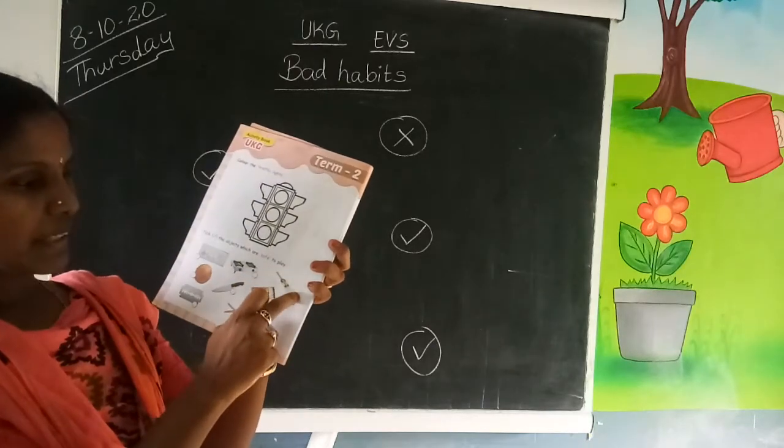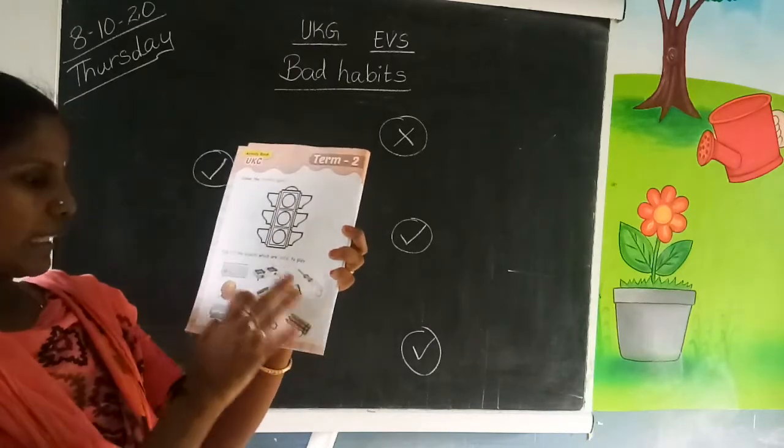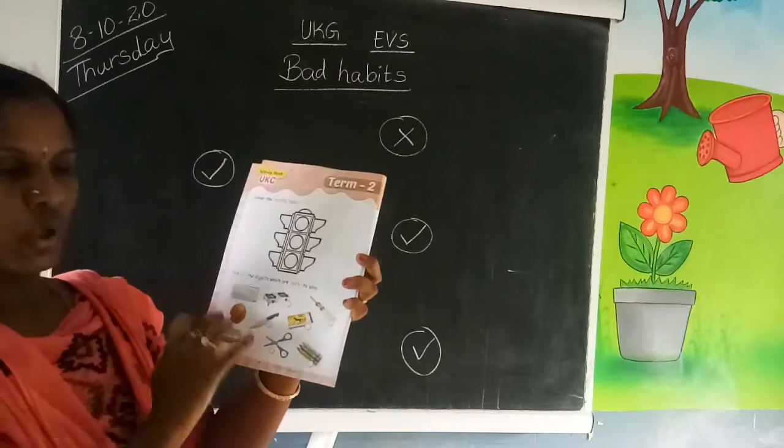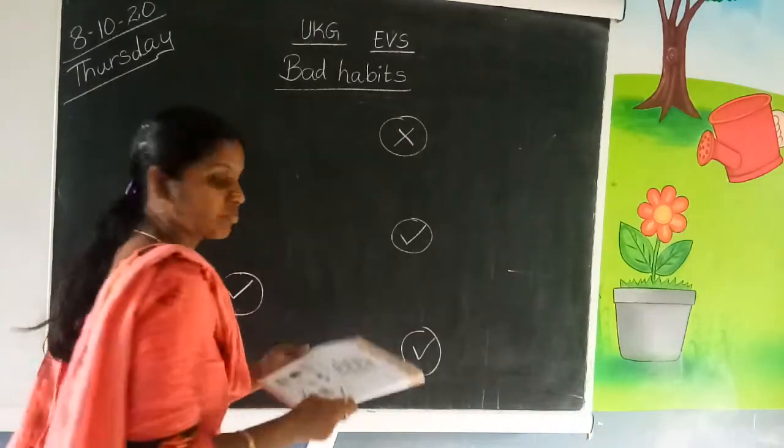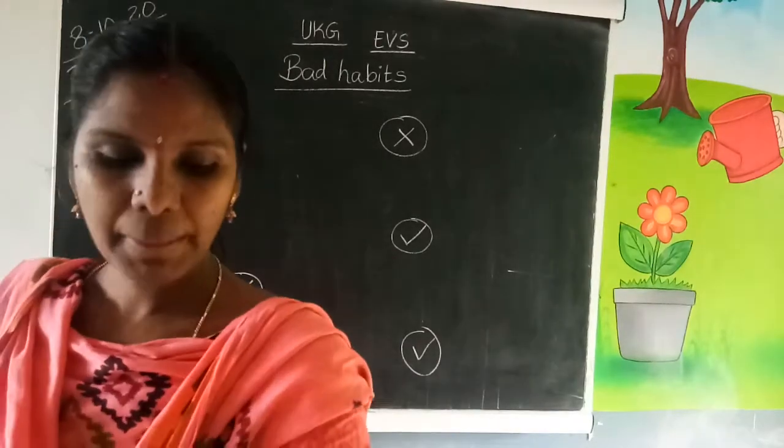So you can play with bat and crayons. And the ball also. Bat, ball. Okay. All the others are not safe to play. And we do the work in the practice book.